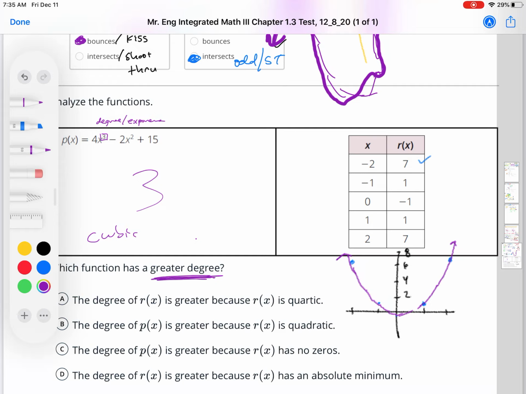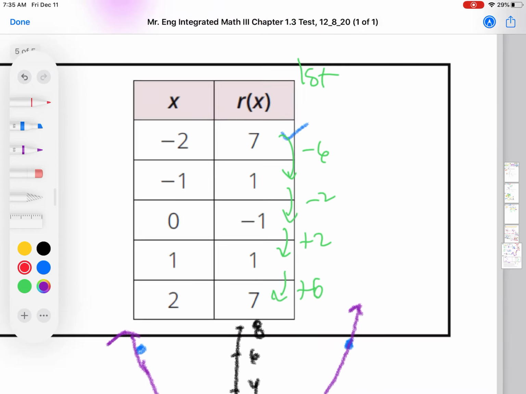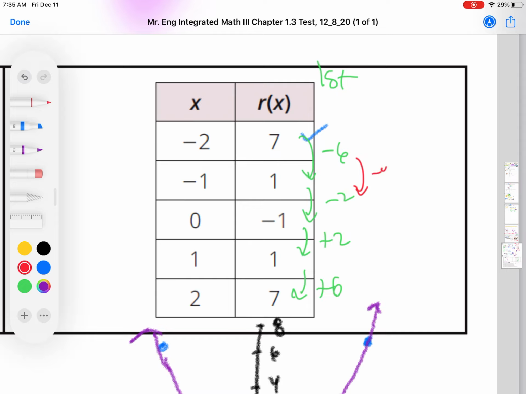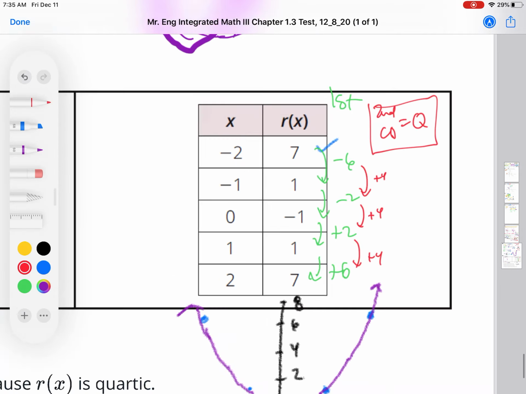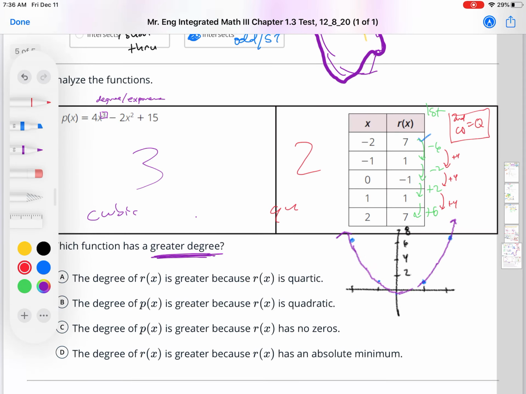A second way you could have told is something we learned previously, so I'm showing you a second way of verifying that this is a quadratic. You have subtract 6, subtract 2, add 2, plus 6. So that's your first common difference. And then that would be minus 4, plus 4, plus 4, plus 4. The second common difference is constant, so it's quadratic. So two ways to verify that this is a quadratic.